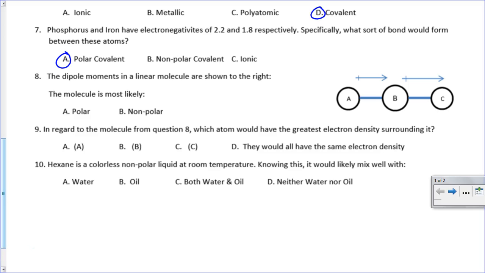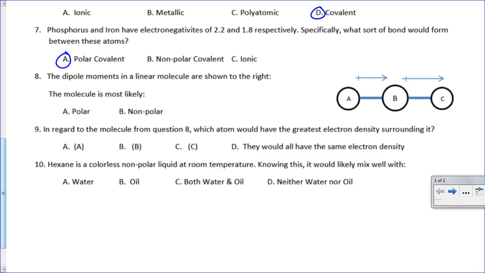It says the dipole moments in a linear molecule are shown here to the right. All right, so we've got these vectors here that are pointing off to the right. What these show is the arrowhead points the direction that the electrons are moving. The plus sign is to show that that part of the molecule is left more positive. And so if you can see here in this A to B to C molecule, what's happening here is that electrons are generally moving off to the right.